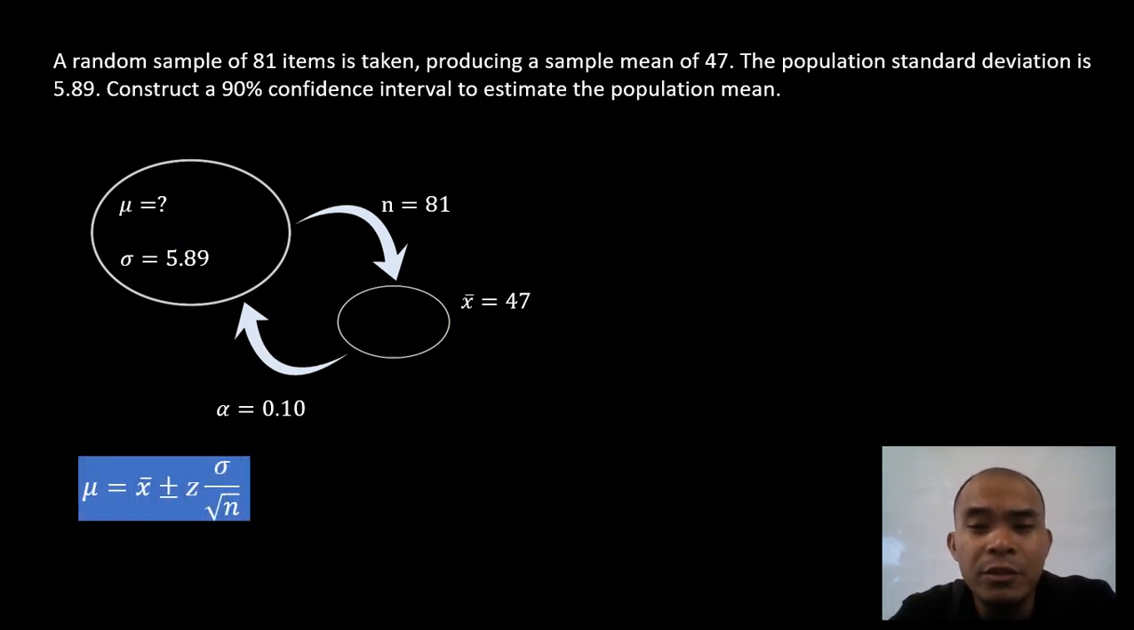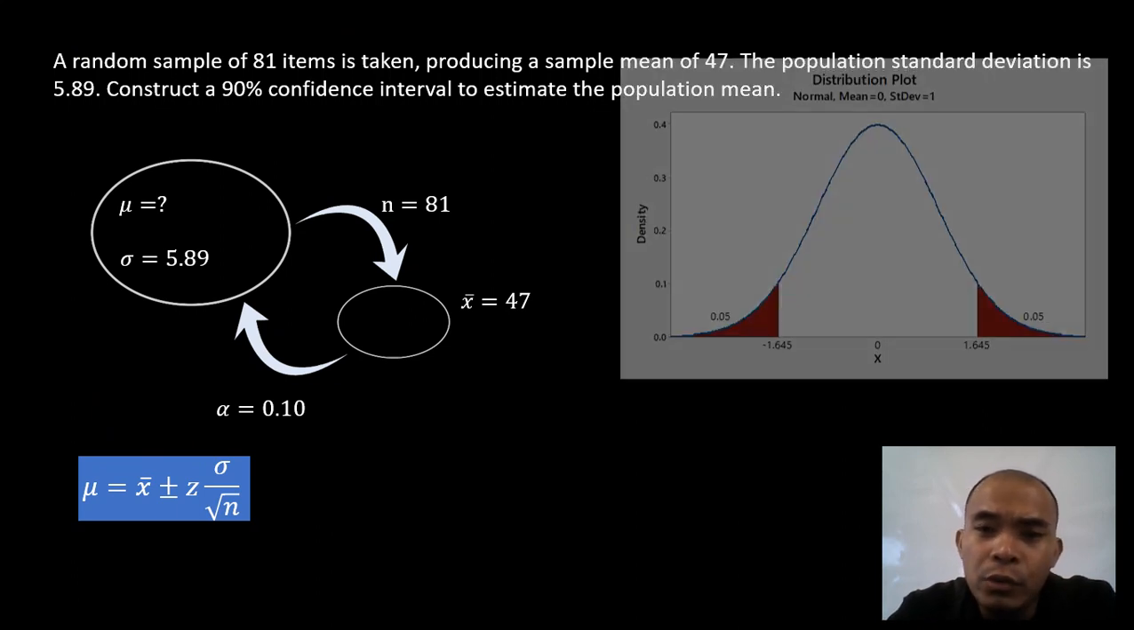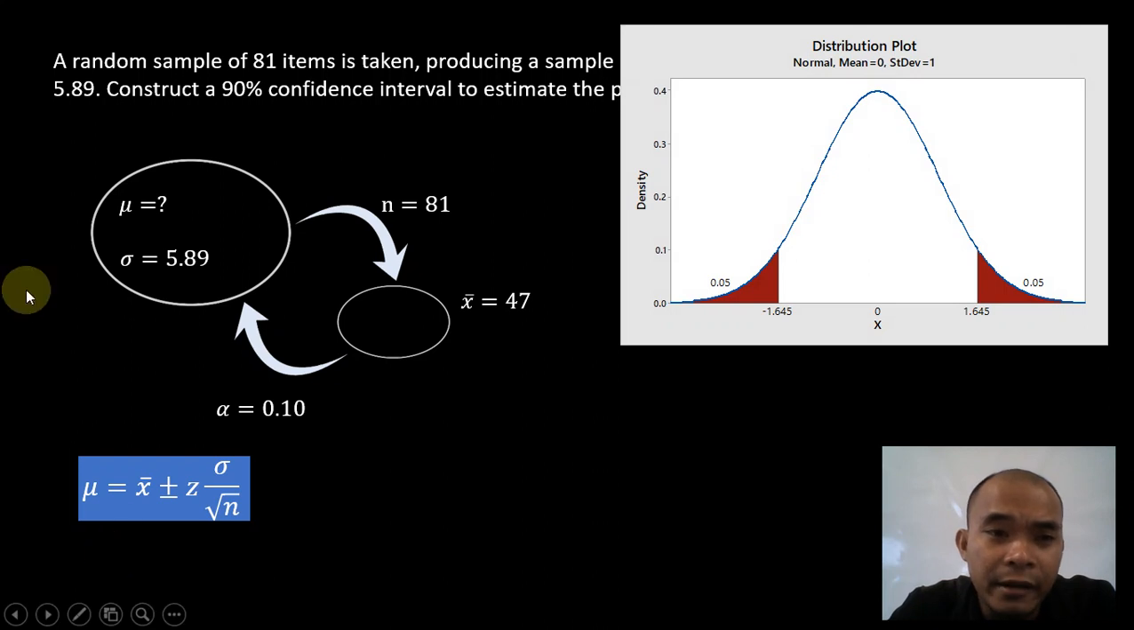In this particular case, we're going to use this formula here. This is the first formula, and then we simply substitute the values. But in this case, we still lack the z value here, so we have to look at the z table to find the z score at alpha equal to 0.10.